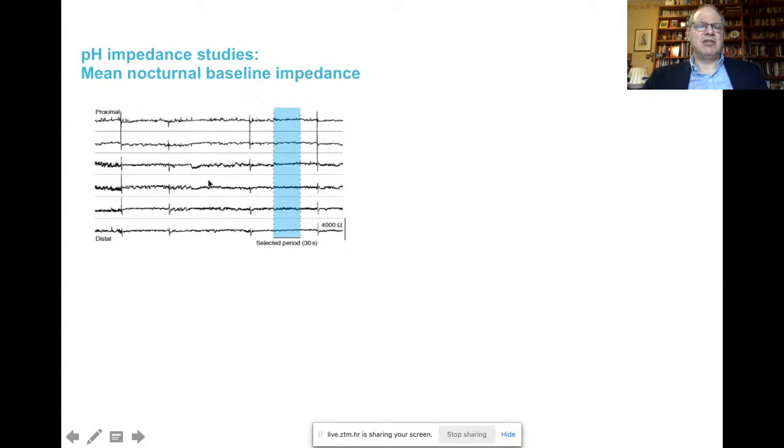With impedance, in this tracing, we can measure what we call the baseline impedance value. In between swallows and reflux, there is a very stable impedance value, and that impedance value is determined by the status of the mucosa. When the electrodes are touching the mucosa and the mucosa is more leaky or damaged, the impedance values are low. When the mucosa is normal, the impedance values are high.